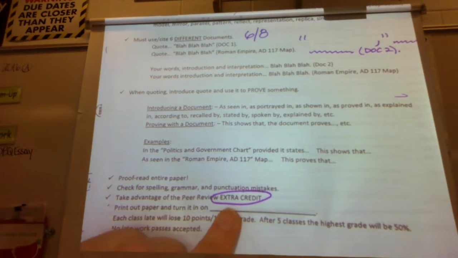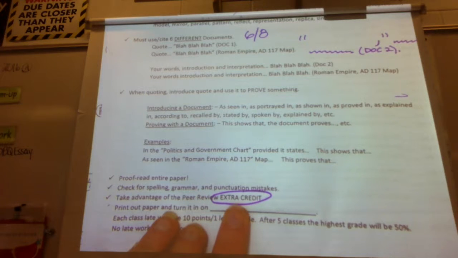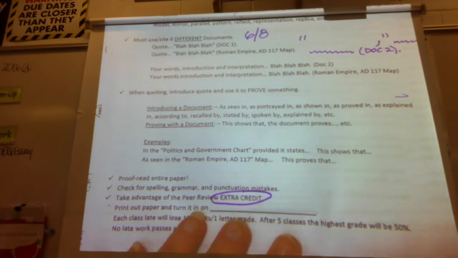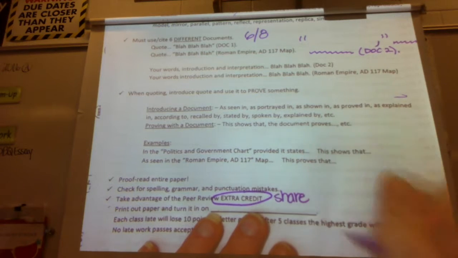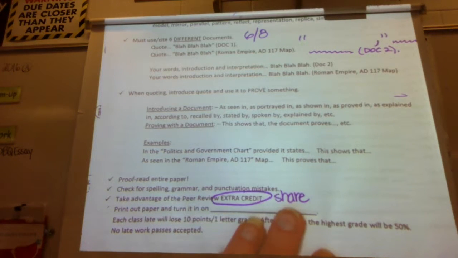So after you are done writing your paper, not before, after you are done writing your paper, if you choose to, you can share your paper with someone who has myself. It has to be someone who has Mrs. Kirsch. Ms. Helfrich's students are going to trade with Ms. Helfrich. Ms. Kirsch's students will trade with Ms. Kirsch. It doesn't have to be someone in this room, okay? But it has to be someone who has me.